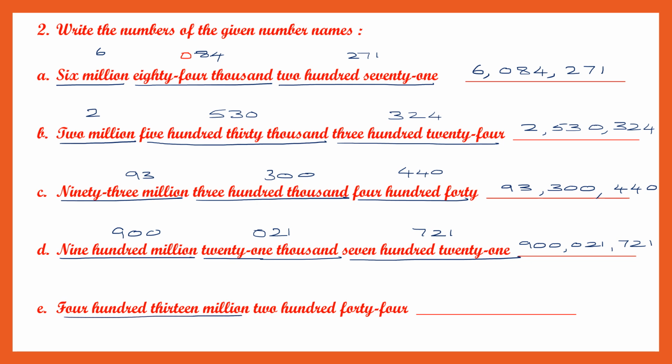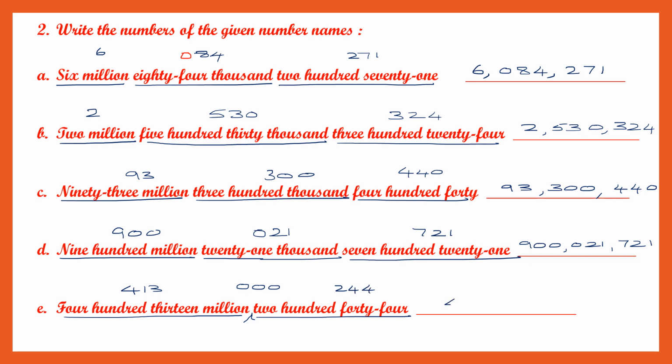Next one, 413 we have in the millions period. So 413. Then we have 244. Now it does not say thousand. That means this is in the ones period. So this is the ones period. That means what is missing? The thousands period is missing. And remember, in the thousands period, there should be three digits. So we have to put three zeros. So 244, which is in the ones period, we have to write it as 244.